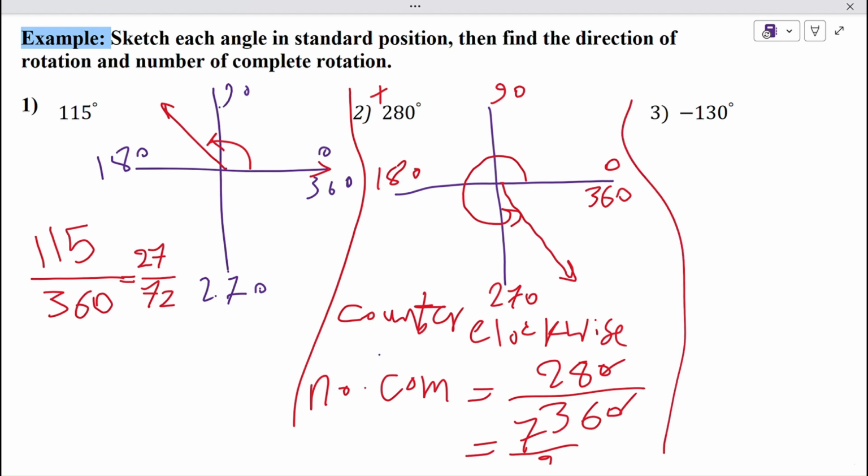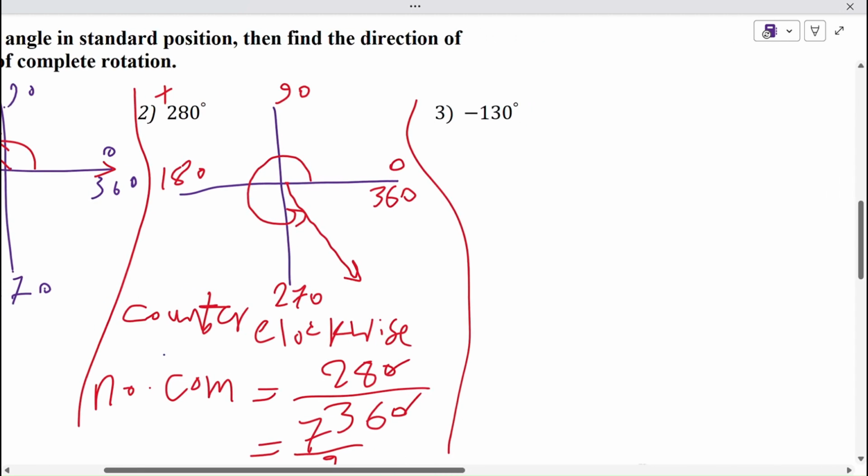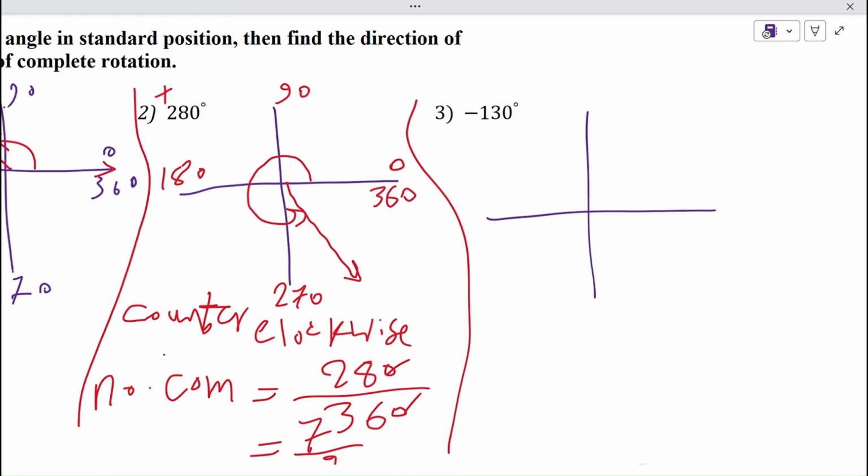Now, what about another angle? Let's solve this angle too. Guys, in this angle our sign is negative, so our direction of rotation is clockwise. How can we write our angles here? Let me show you. This is 0, this is negative 90 because our angle is negative, then negative 180, then negative 270, then negative 360. So where is negative 130? It is right here. So this is clockwise.